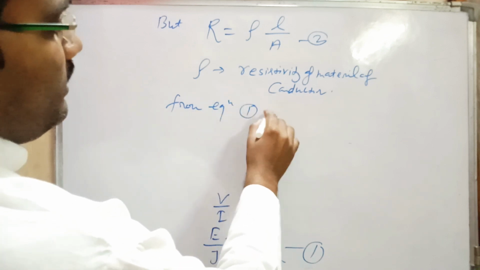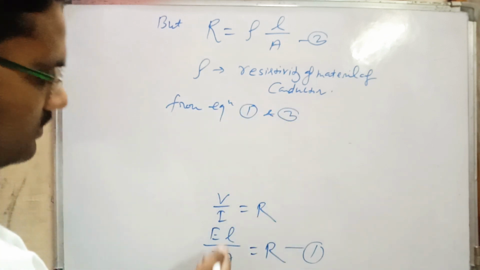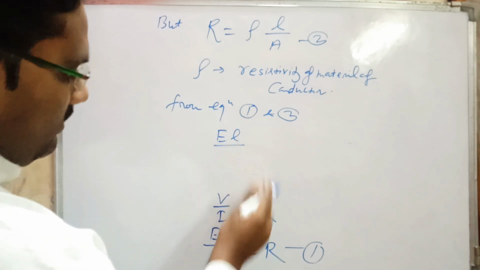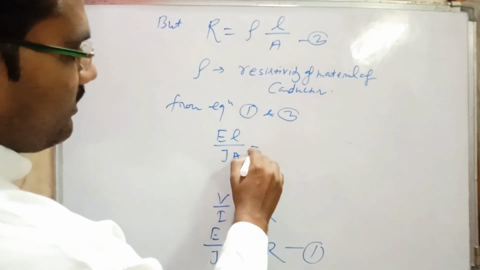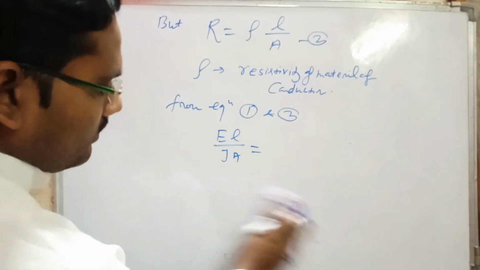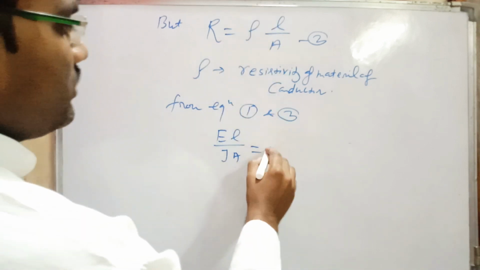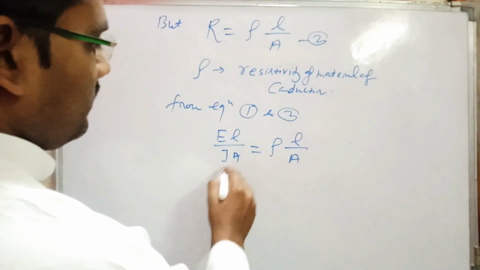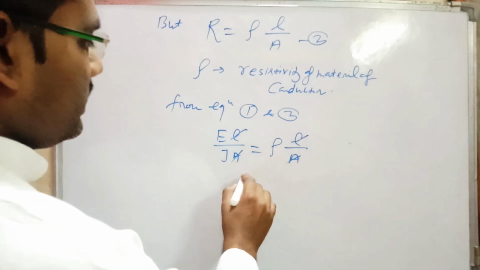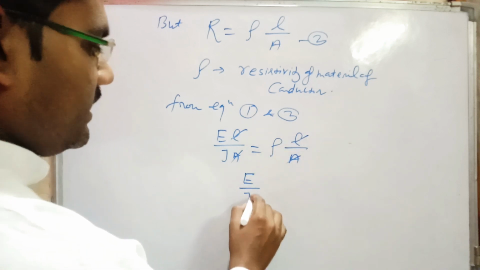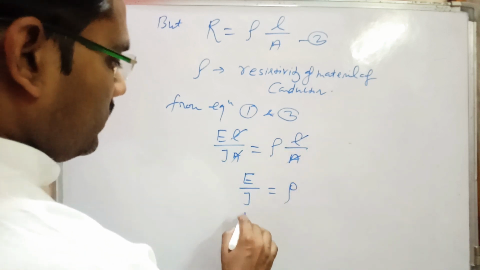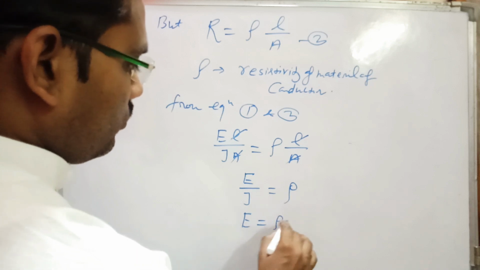From equation 1 and 2, what happens? Here E = V/L by J = I/A, and here the value of R is equal to rho L by A. Here A and A cancel, L and L cancel. That means E by J is equal to rho. That means E is equal to rho J.